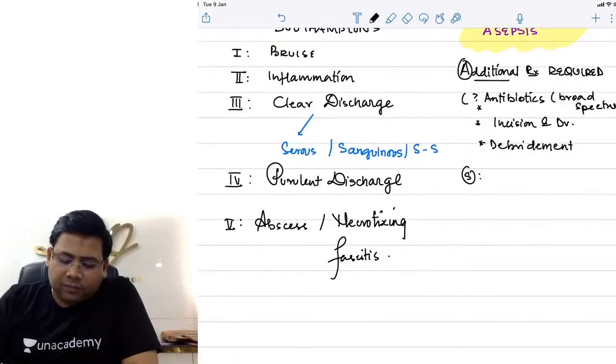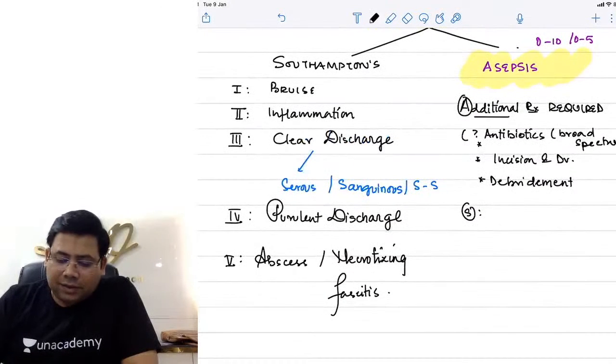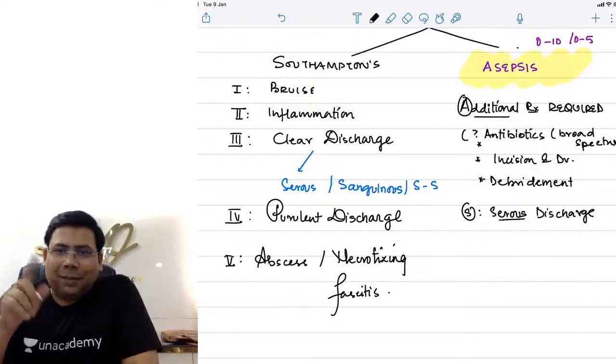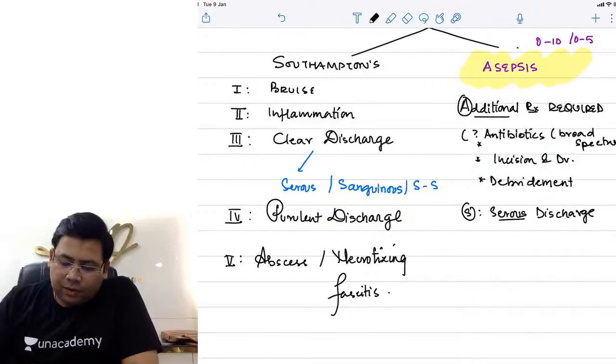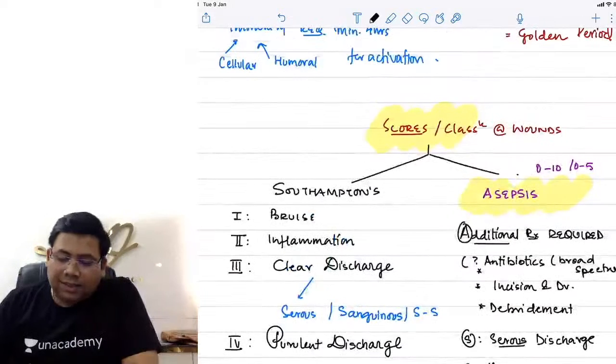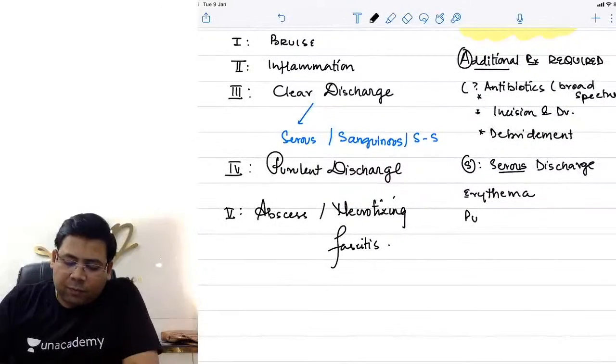S stands for serous discharge. The first parameter we have 1 to 10. The other parameters we have 0 to 5. Then E stands for erythema. Then next is P. P stands for purulent discharge.